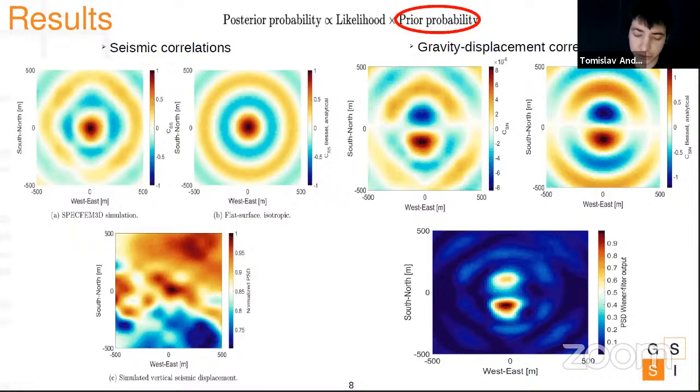So as I was saying at the beginning, this simulated cross correlation will be implemented as priors in Gaussian process regression. And as the final result we obtained, we have seismic correlations and gravity displacement correlations on the top plots. So the right ones, so this one and this one, are the analytical cases.